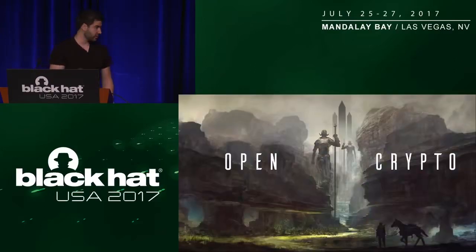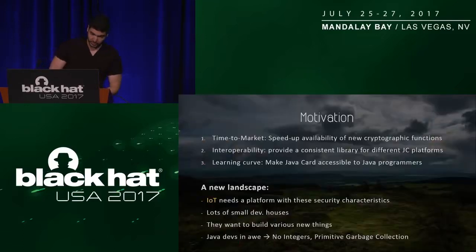So all these motivated us to start the OpenCrypto project. The OpenCrypto project aims to reduce the time to market delay as fast as possible. So instead of having this three-year lag, we aim to speed this up to as long as it takes for someone to implement the algorithm and software.